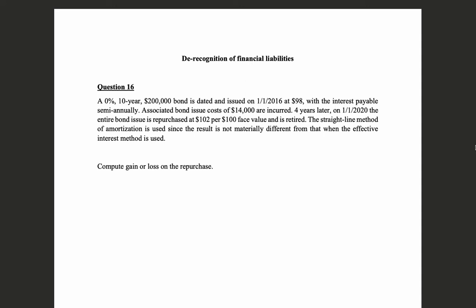Amortization is calculated based on the straight line method, and we are asked to calculate gain or loss on the repurchase. At first sight, the question seems to be challenging, but don't you worry guys, because we will be taking practical steps in order to solve the question and make it very straightforward for you all. Now let's go to the answer of this question.